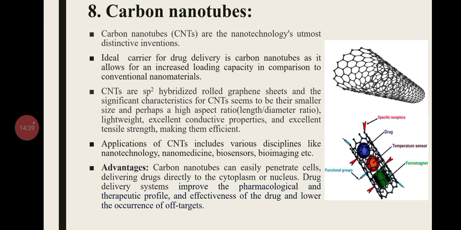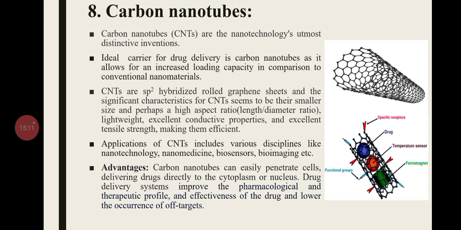So the last one is the carbon nanotubes. Carbon nanotubes are one of nanotechnology's most distinctive inventions, and they are an ideal carrier for drug delivery, as they allow for increased loading capacity in comparison to conventional nanomaterials. Carbon nanotubes are sp2 hybridized rolled graphene sheets, and their significant characteristics are their smaller size and high aspect ratio. They are lightweight, and they have excellent conductive properties and excellent tensile strength, which makes them efficient.